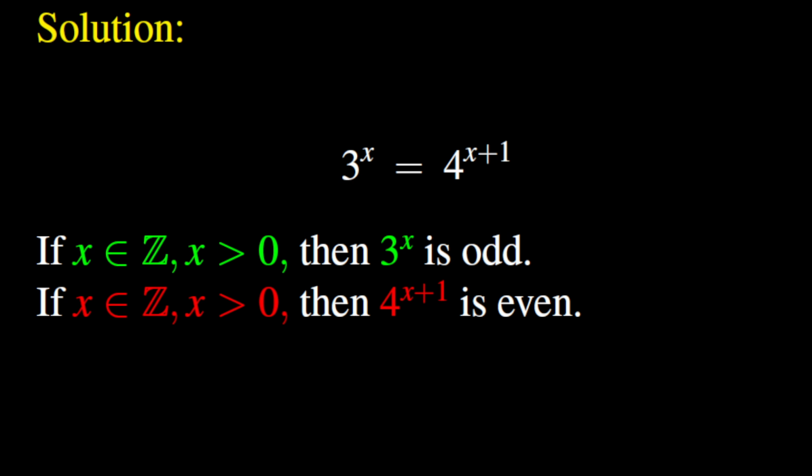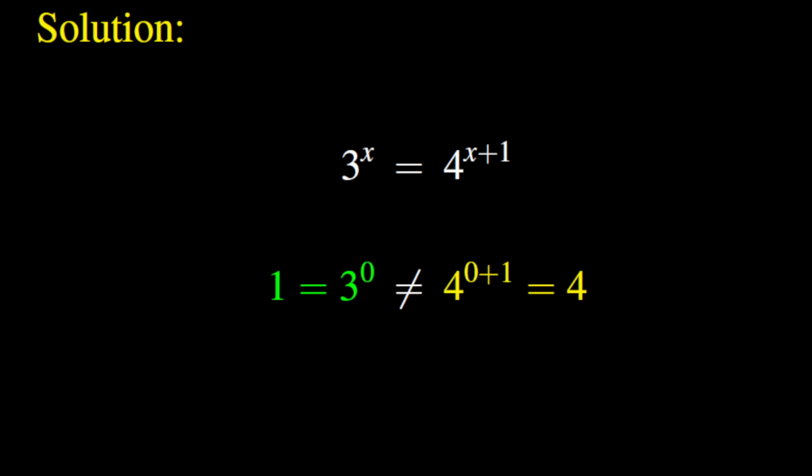It is obvious that 0 cannot be a solution, because 3 to the power 0 is 1, and 4 to the power 1 is 4. Of course, 1 is different from 4. There are also no negative integer solutions to the equation 3 to the power x equal to 4 to the power of the quantity x plus 1, because an odd integer cannot be equal to an even integer.